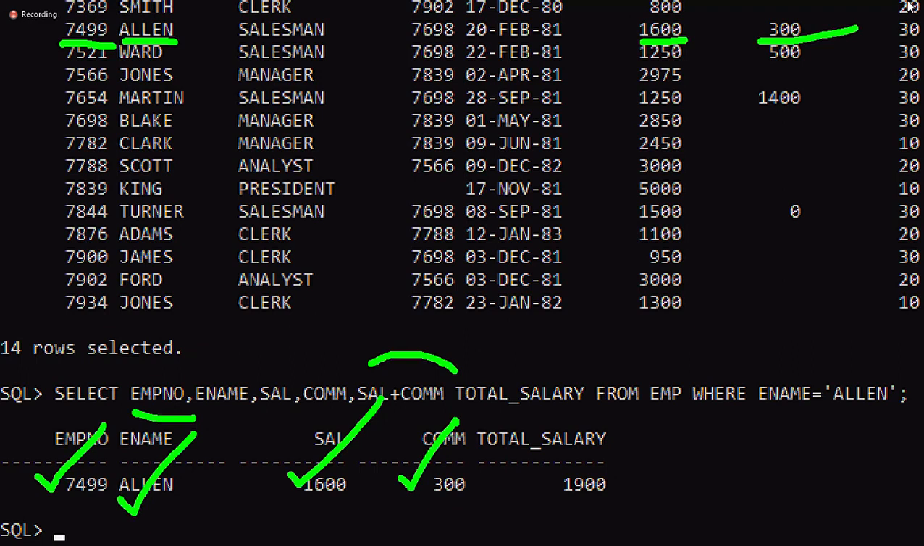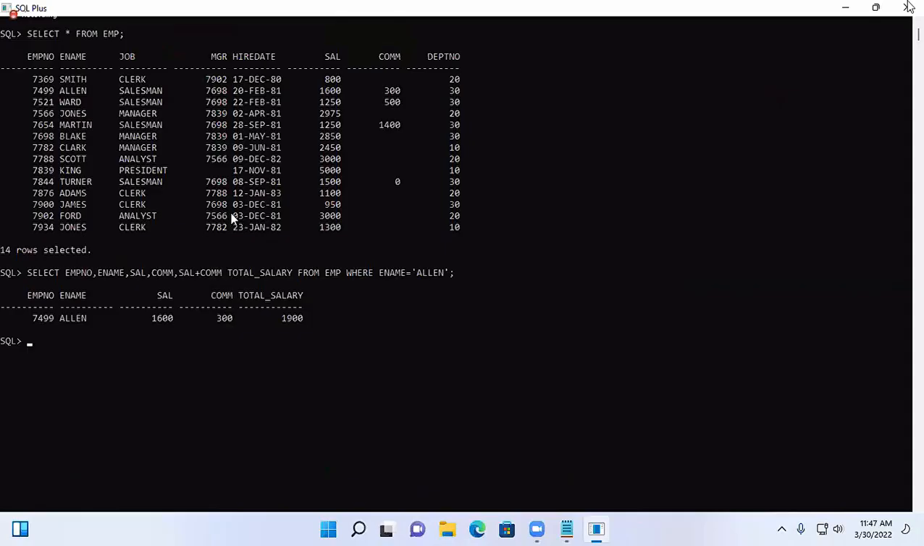And salary plus commission, what? 1600 plus 300 is equal to 1900. So here I don't have any problem. I got it here. Okay, as usual, let me come out and take this one.